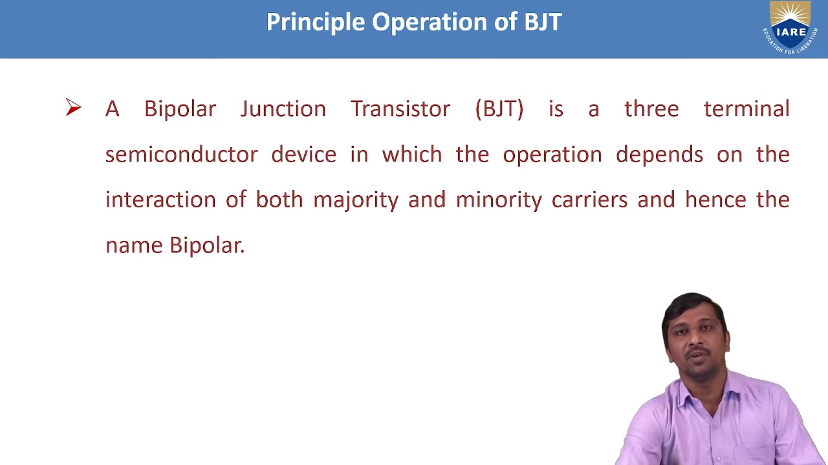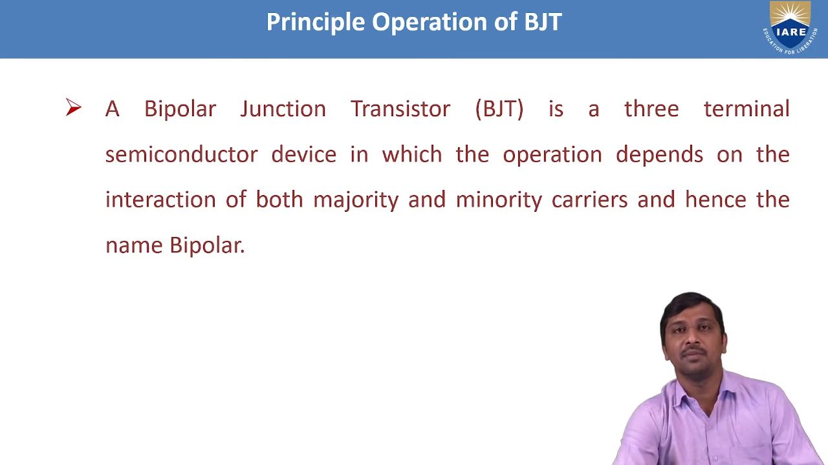In the PN junction diode, the conduction takes place only with respect to the majority charge carriers. But in the bipolar junction transistor, the conduction depends upon both charge carriers, that is either majority charge carriers or minority charge carriers. That is the reason it is called bipolar.